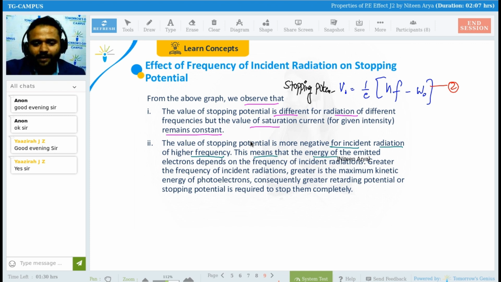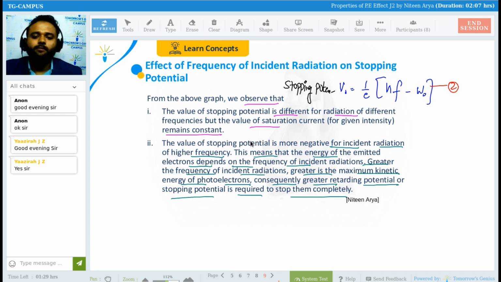This means that the energy of the emitted electrons depends on the frequency of incident radiations. Greater the frequency of the incident radiation, greater is the maximum kinetic energy of photoelectrons. Obviously, we discussed this thing. And consequently, greater retarding potential or stopping potential is required to stop them completely.